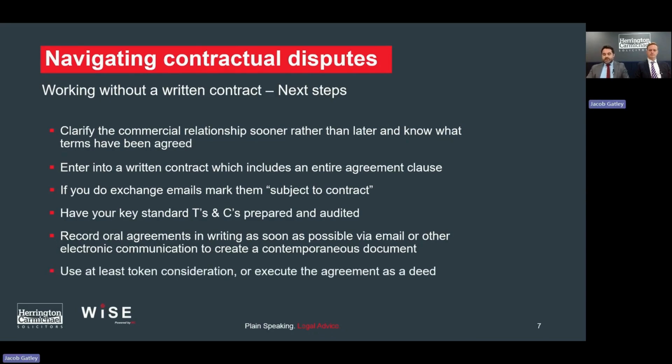And lastly, it is worth thinking about whether there is sufficient consideration for both sides to an agreement, or in other words, enough of a bargain between the parties, so as to try and avoid a potential dispute down the line, especially if it's a discussion as to whether there was sufficient consideration in the contract. You may want to have what we call token consideration, which might be just £1, or you might need to execute the agreement as a deed, which means consideration isn't needed in order for it to be legally binding. But if you have any concerns regarding this or any of the points on the slide that I've discussed, then please do get in touch.